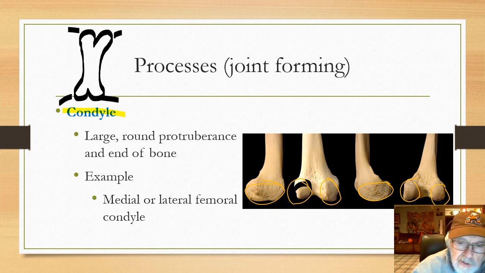Okay, and these are areas that provide a nice surface to articulate or to join with another bone down below. It's going to be a complementary, or just the opposite, form. When we look at a condyle, it is a large round protuberance at the end of the bone. Again, the medial and lateral femoral condyles are what we show in this particular image here.